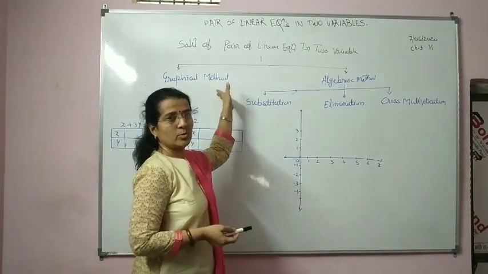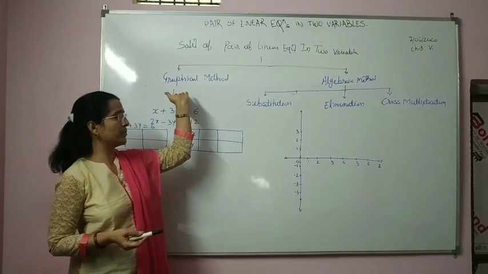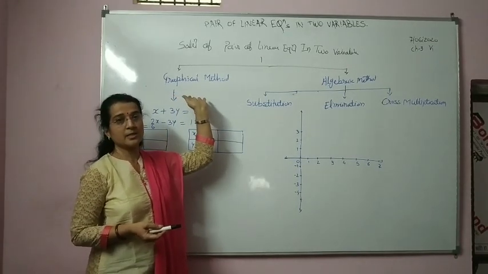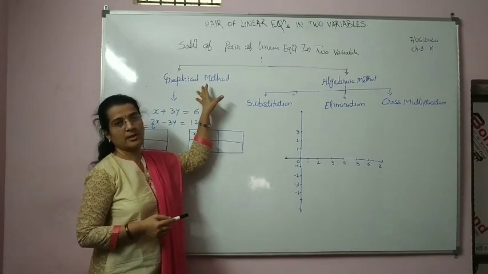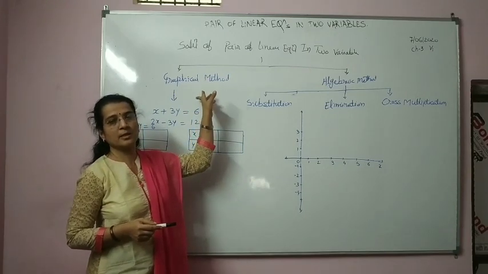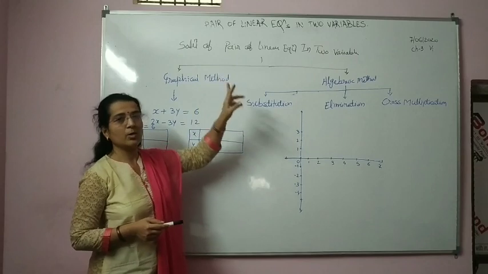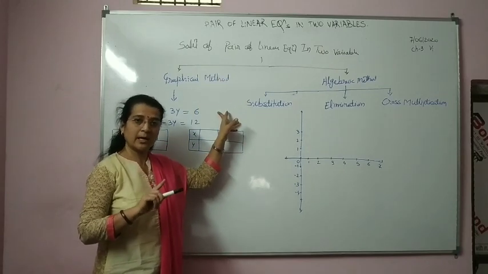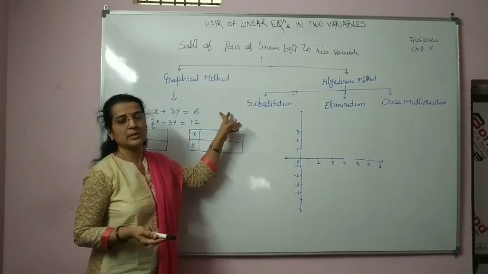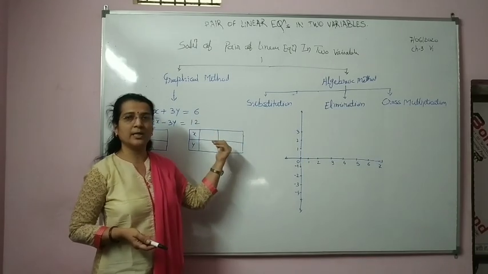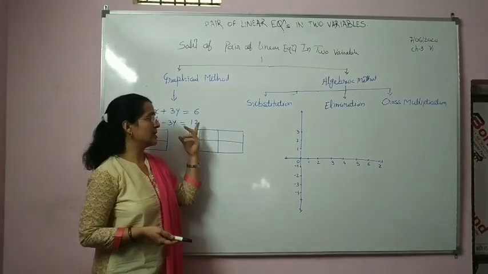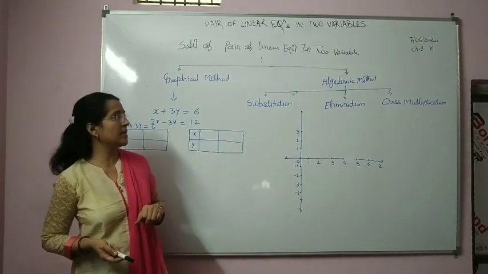Graphical method means we have to plot the points, draw the graph and see where the two lines intersect each other. That point of intersection is nothing but the solution of the pair of linear equations if it intersects at one point. If it is not intersecting, then we can say it has no solution. And if one line coincides with the other line, we can say that the system has infinitely many solutions.